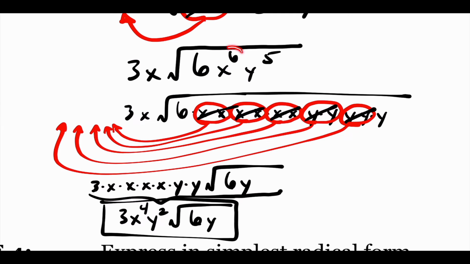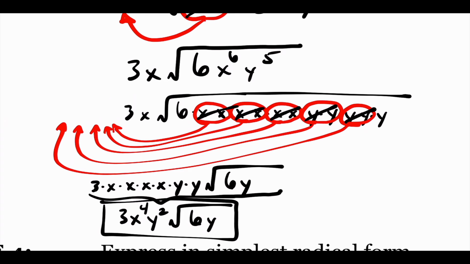So I had 6 x's here, right? If I divide those by 2, how many pairs would I have? 3, which I took out right here. Those are the 3 I took out. And then I had y to the 5th. How many pairs do I have there? 2, right? And then I had 1 left over. That's another way to do it, without having to write everything out.